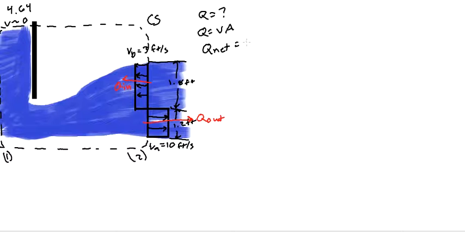Flow out is, generally speaking, positive because it's coming in from this side. We want it to go out this side. So, Q out minus Q in. Alright, Q out is going to be the velocity times the area.